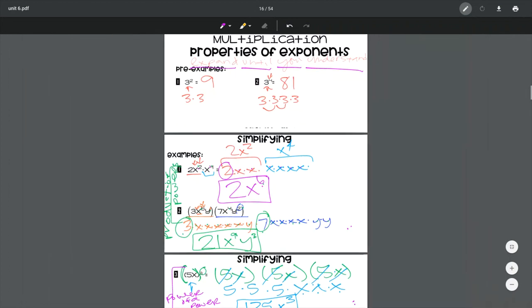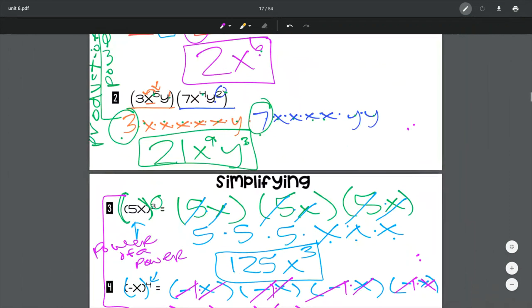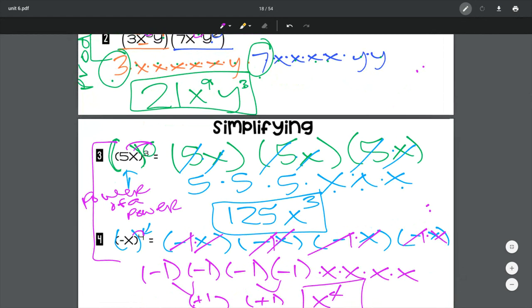Some of you might already see the shortcut. You might see what's happening here. You might see what's happening with these. And that's okay, and you'll be able to use those rules. But if you don't, you can expand until you understand. So just remember that.